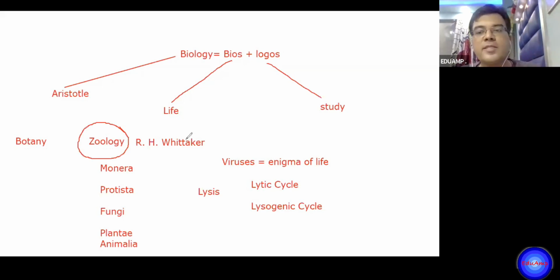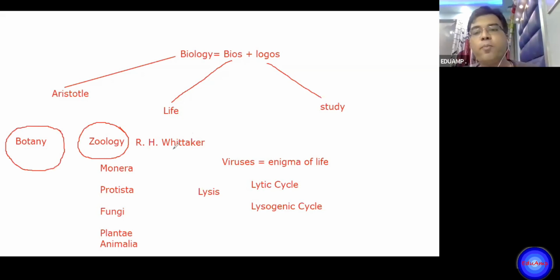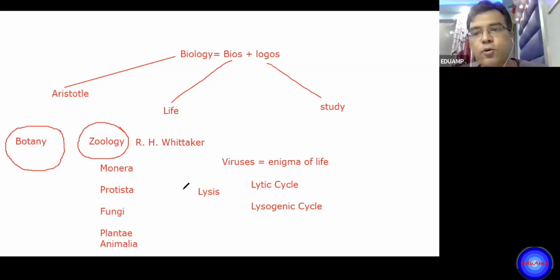So the study of animals is called zoology. Whereas botany is the study of plants. So you can write that as well. Zoon means animal and logos means study.